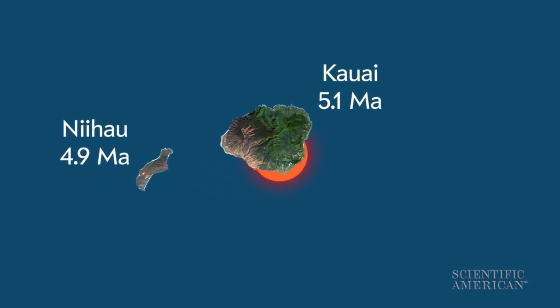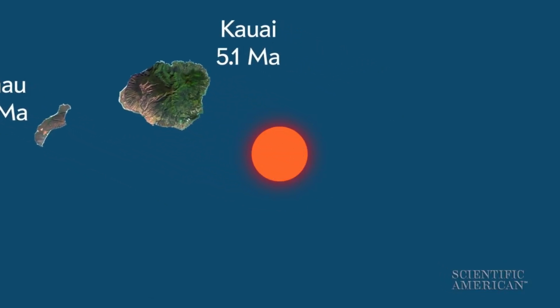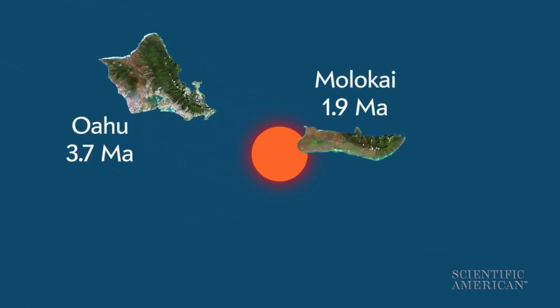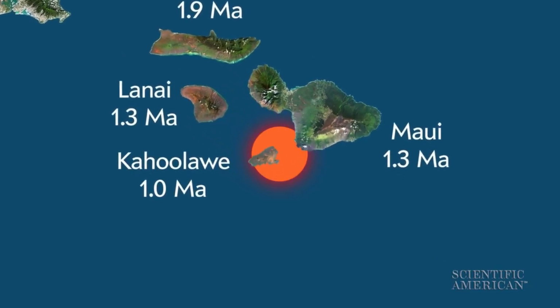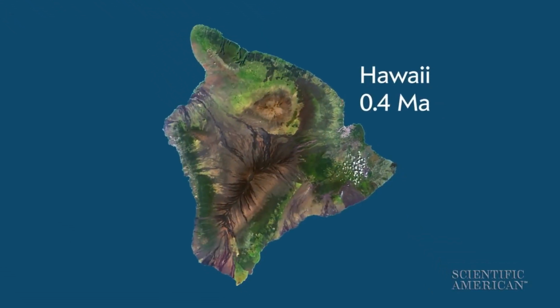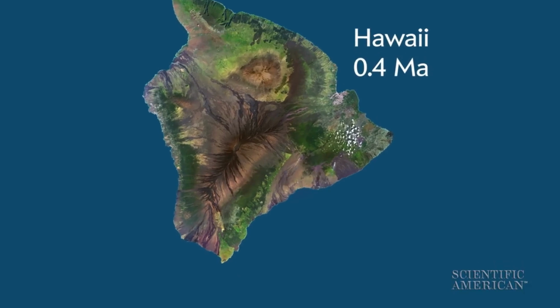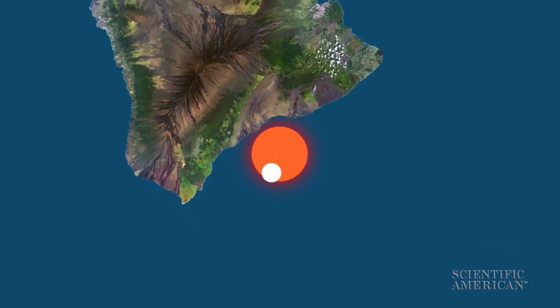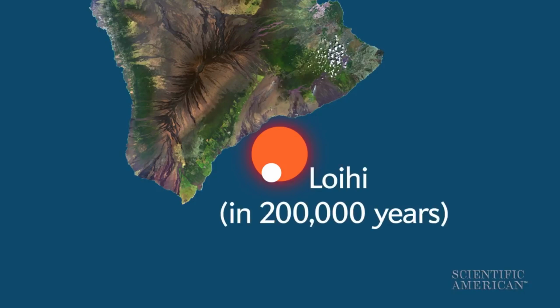Our plates have moved over top of that hot spot. And as the plate moves over the hot spot, it produces a chain of islands. We can even use these old islands in the Hawaiian chain to predict where the newest volcano will pop up. So if you look and kind of extrapolate those islands, the best guess of where our next Hawaiian island would be is kind of southeast of the current Big Island.